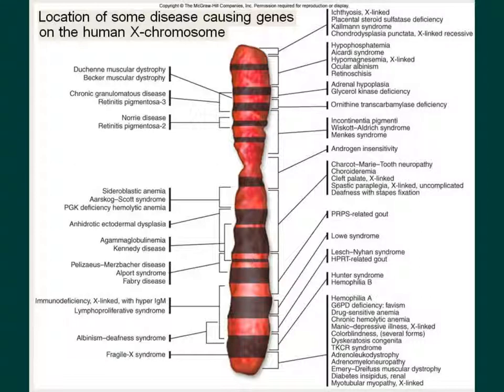There are some other interesting things on here. Albinism, so whether or not you make skin pigment, is located on the X, yes, that means it's more common for boys to lack skin pigment. Cleft palate, I think, is on here. You guys know what cleft palate is?